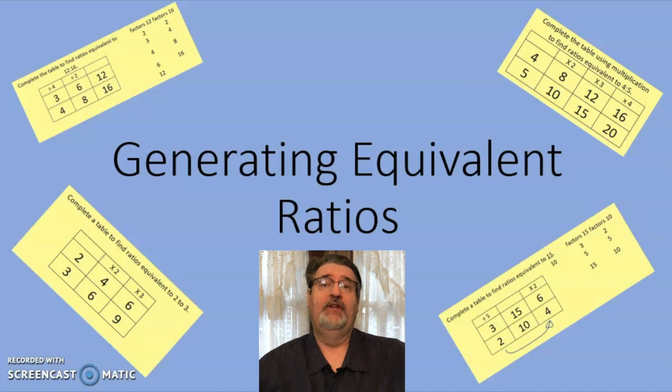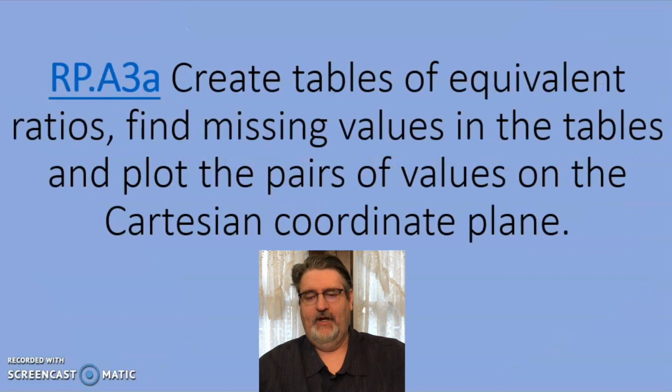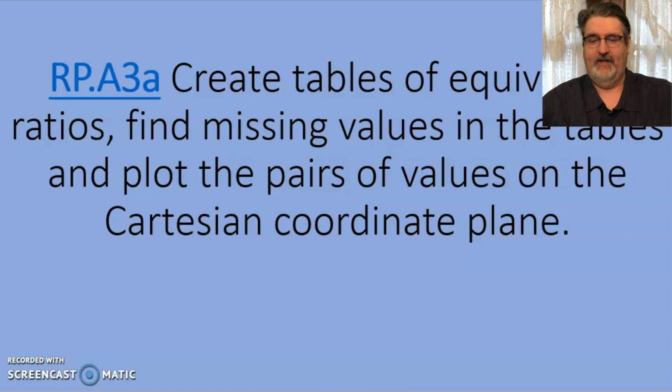What you need for this lesson is a pencil and either a piece of paper or, especially, a notebook that you can keep your notes in. Our standard for today is RP.A.3.A: Create tables of equivalent ratios. Find missing values in the tables and plot the pairs of values on the Cartesian coordinate plane.